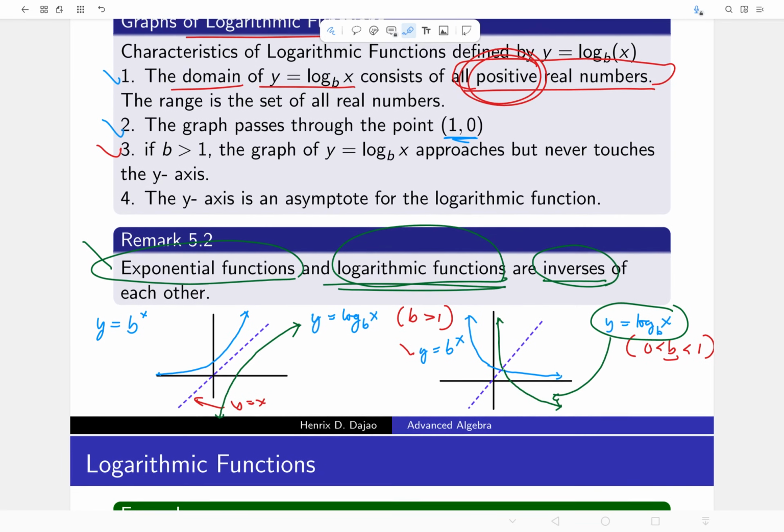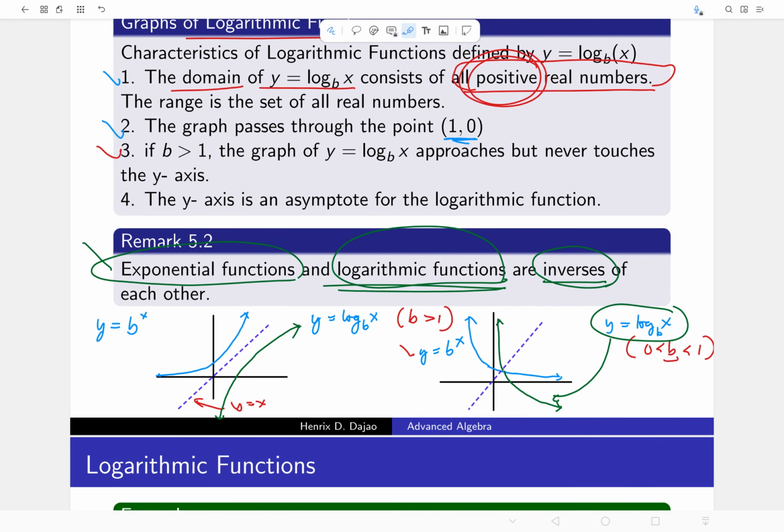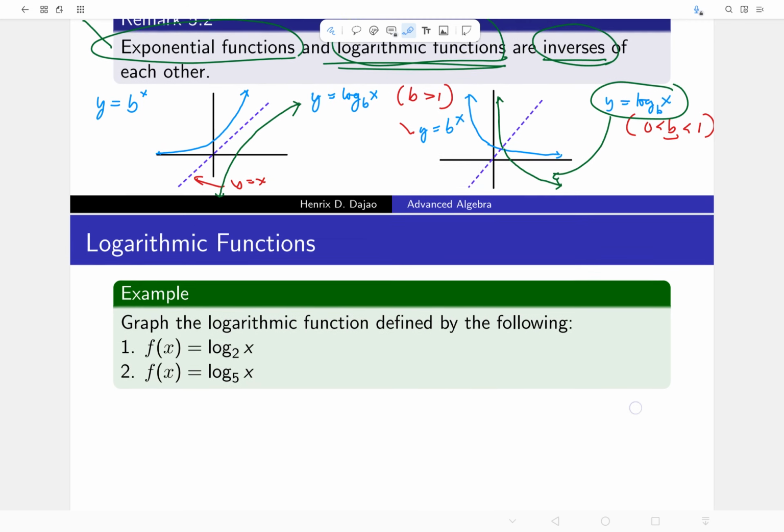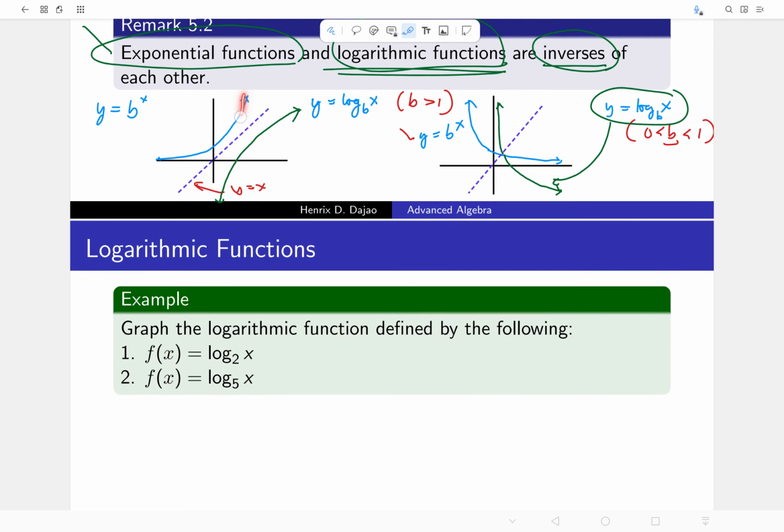Please stay tuned for the next part of this video. I will show you how to graph the logarithmic function by using its equivalent exponential equation. And as we have learned, we will use the line y equals x as our reference for our reflection to graph these kinds of functions defined by this. So that would be all.